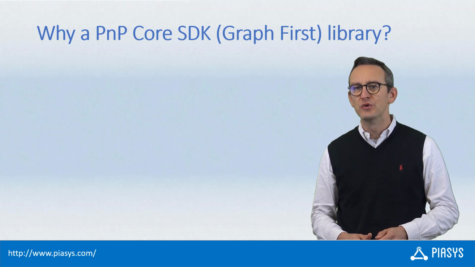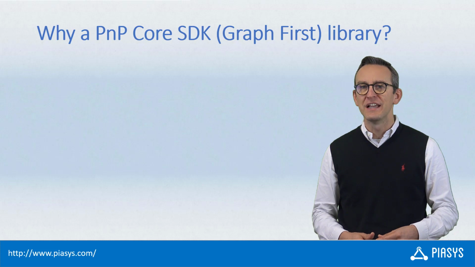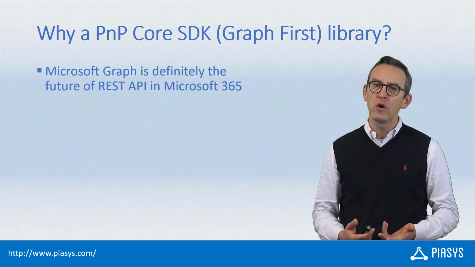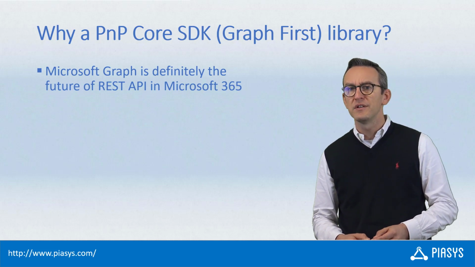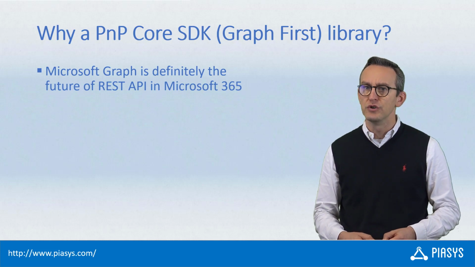Today I want to talk with you about a topic that I really do care about, which is the PnP Core SDK, also known as the Graph First library. We all know that whenever we want to consume any of the workloads of Microsoft 365, the Microsoft Graph is the primary REST API we should use.